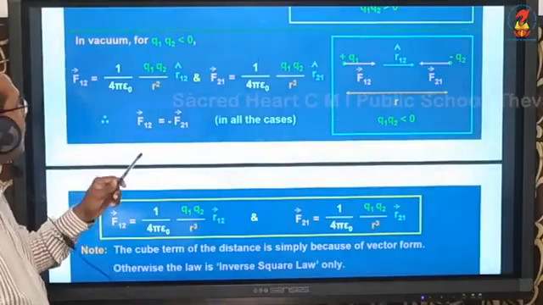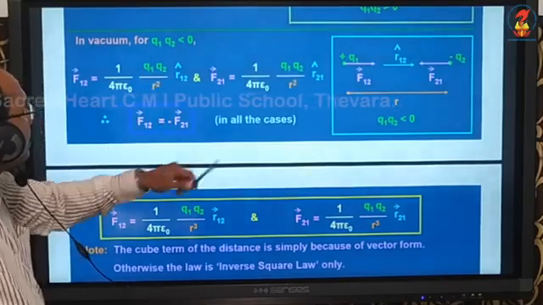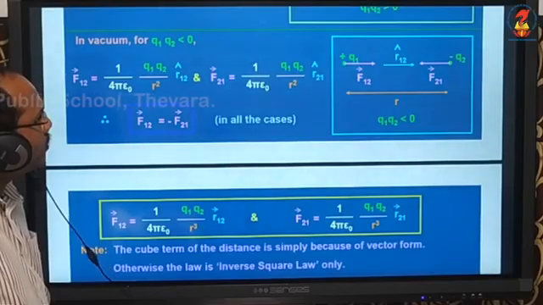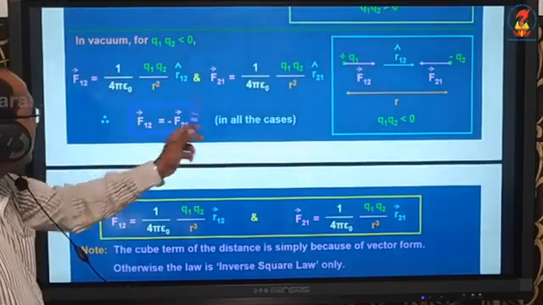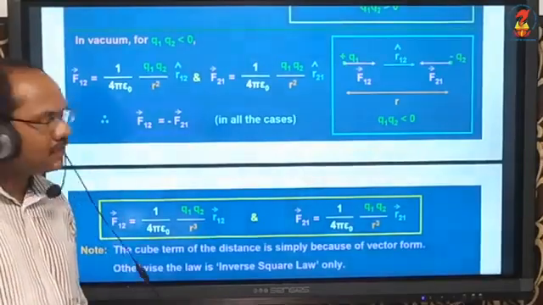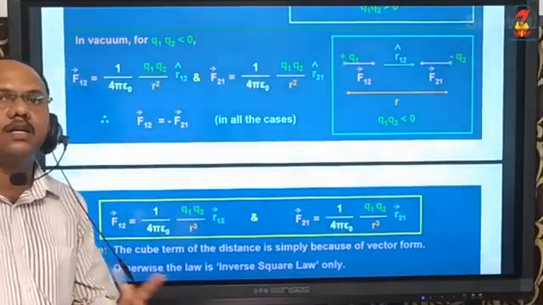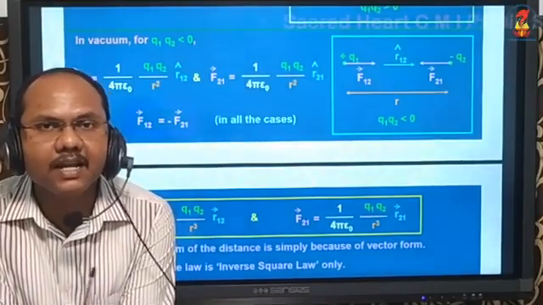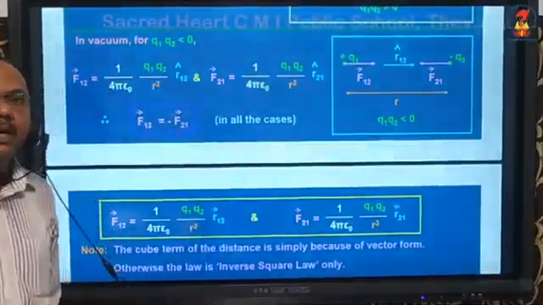Again, let us see the change in the equation. F12 is 1 by 4 pi epsilon 0 q1 q2 by r square into r12 cap. Similarly, F21 is equal to 1 by 4 pi epsilon 0 q1 q2 by r square into r21 cap. Now, in all the cases, you can see that F12 is equal to minus of F21, which means that Coulomb's forces obey Newton's third law. That means two charges, the forces, action and reaction are equal and opposite. That is Newton's third law.